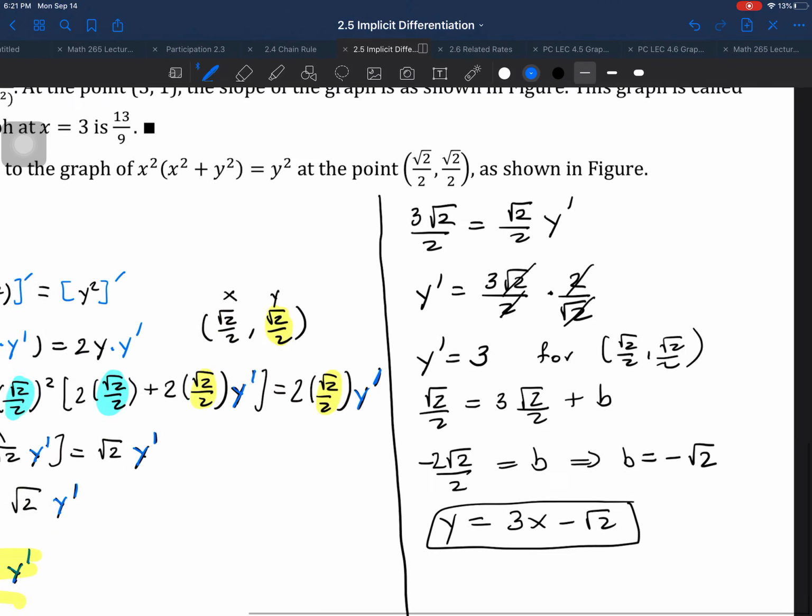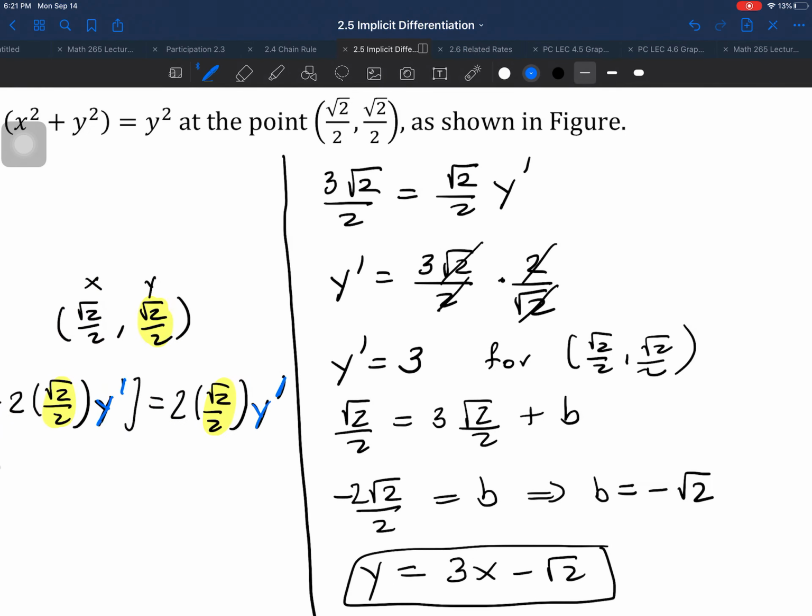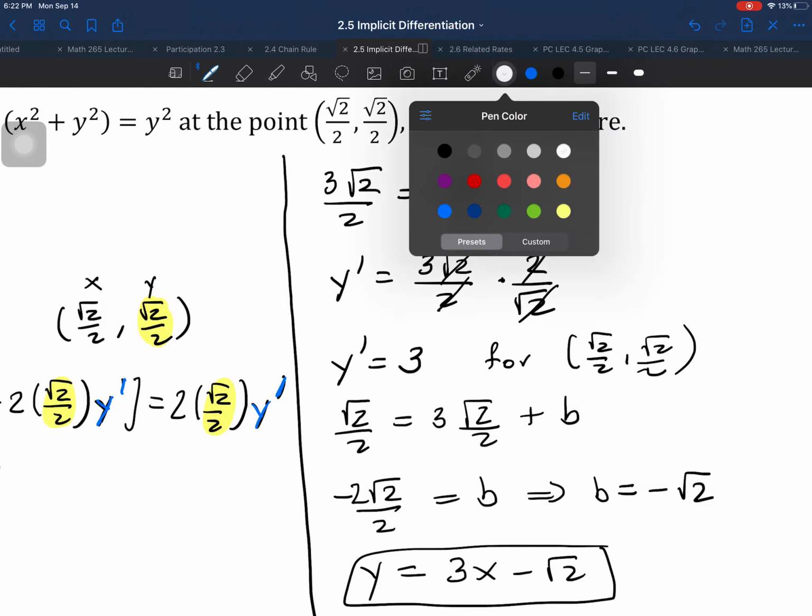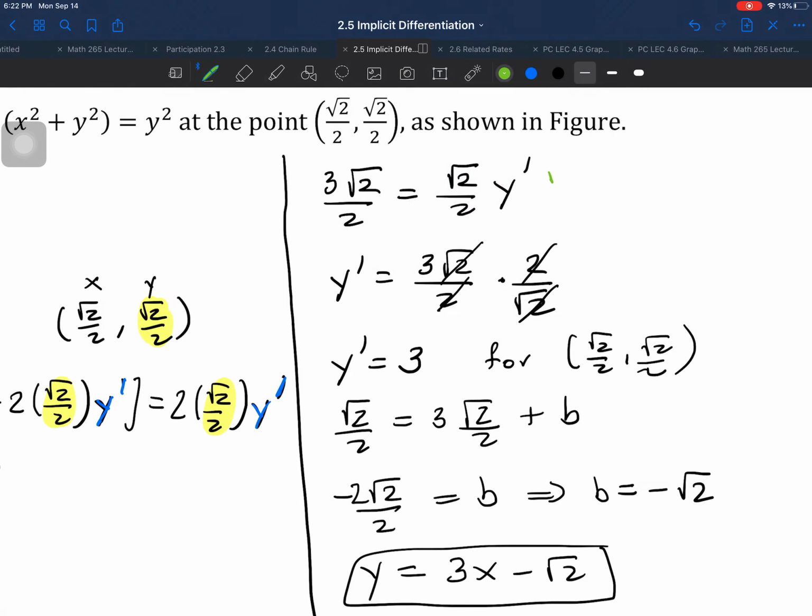And let's move on to here. We are pretty much almost solved for y prime, except that we have this part right here. So what if we multiply by the reciprocal of this, meaning we multiply both sides by 2 over the square root of 2? Let me do that on here if you guys can see it. Multiply by 2 over square root of 2. What happens here? These will cancel each other out, and so you're left with y prime equals 3.